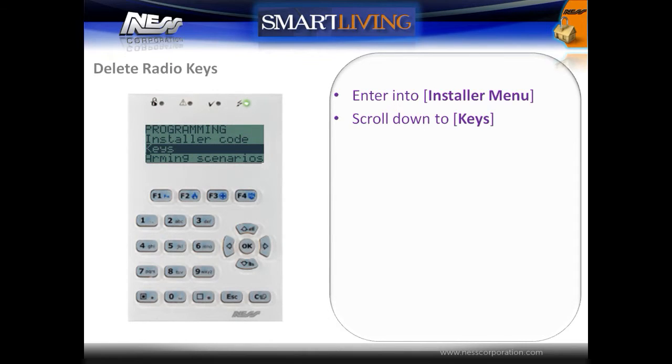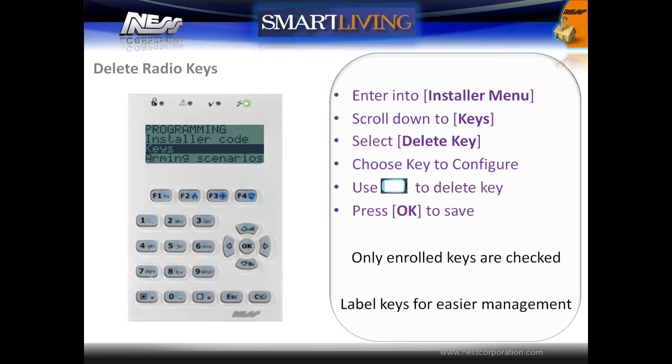To delete a radio key, enter the installer menu, scroll down to keys, and then select the delete key option. Choose a key to configure, and then use the uncheck button to delete the key. Press OK to save.